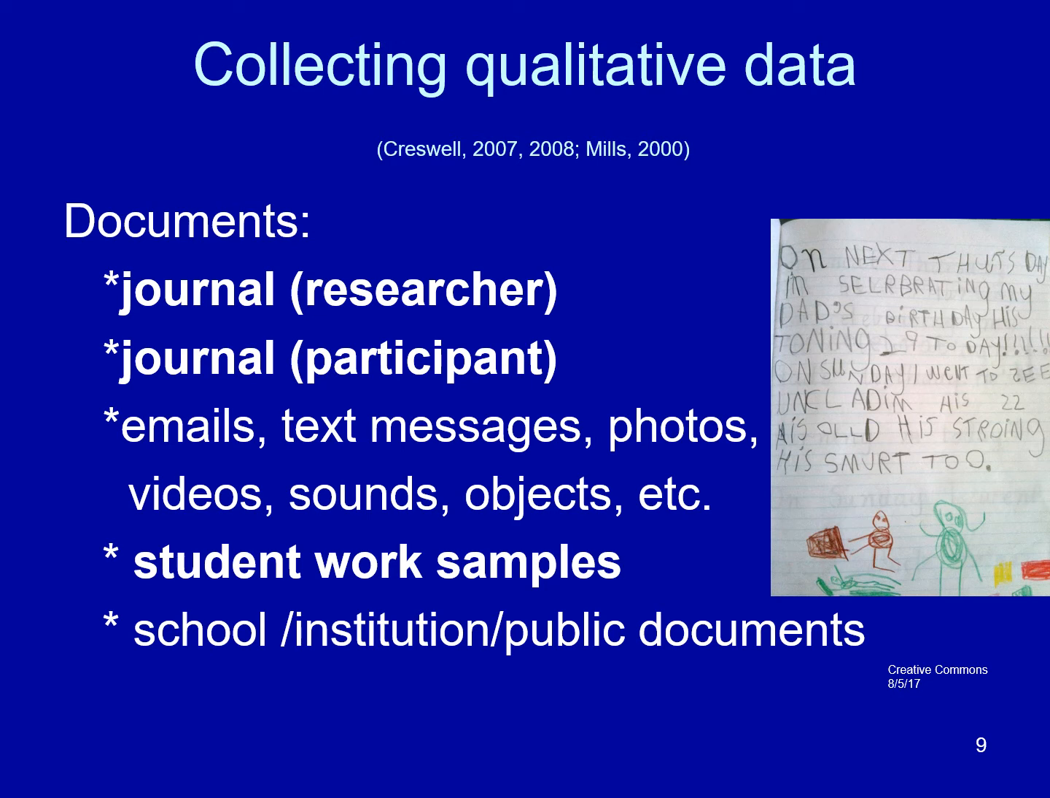You might also ask your participants to keep journals. You might also gather texts such as emails or text messages. As we've mentioned previously, photos or videos might also be sounds or objects or artifacts. You might also gather student work samples. Here is an example on the right from an early childhood setting. But you also might gather documents from the institution in which you are studying or researching, which might be a school or might be a health setting, etc.